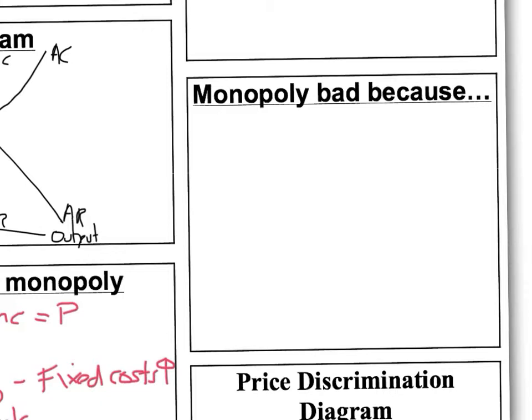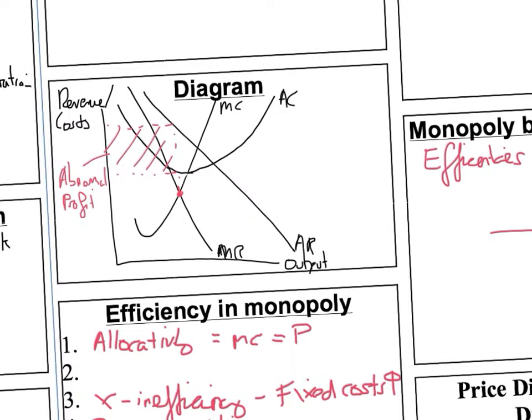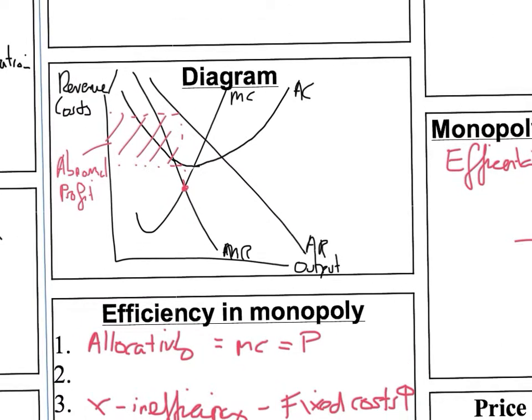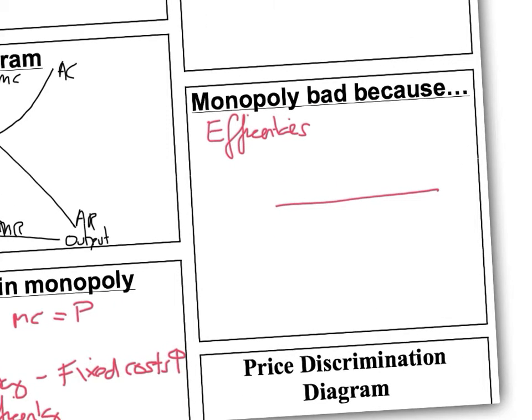So monopoly is bad because, first of all, you could talk about efficiencies. And you can say, using this diagram over here, look, it's not productively efficient because it's not down by here, and it's also not allocatively efficient because the MC is well below the price. You could also draw the diagram showing why it's X inefficient.